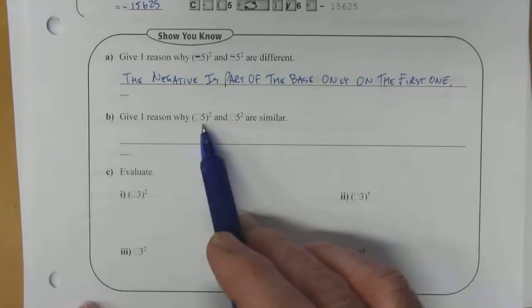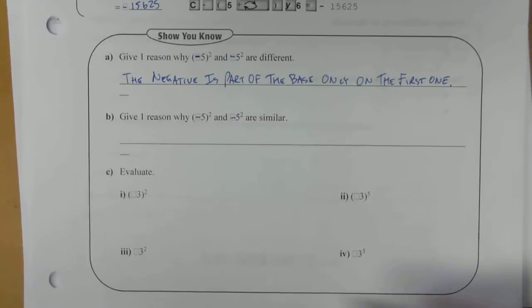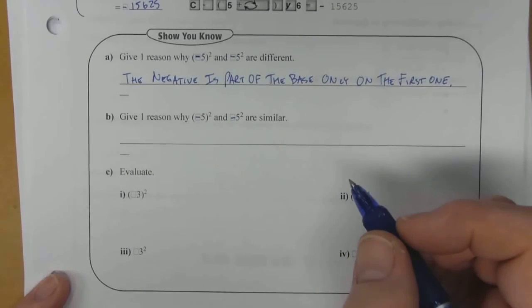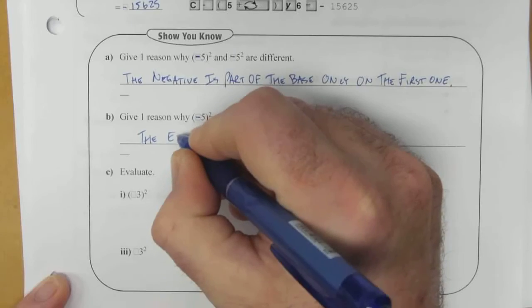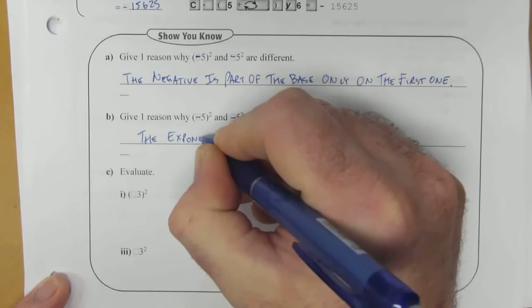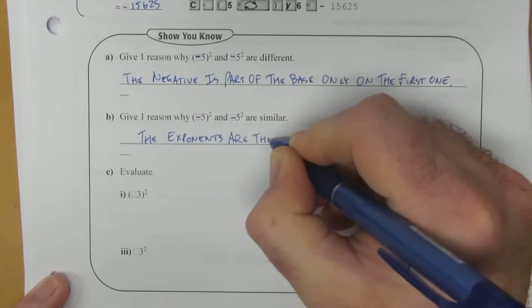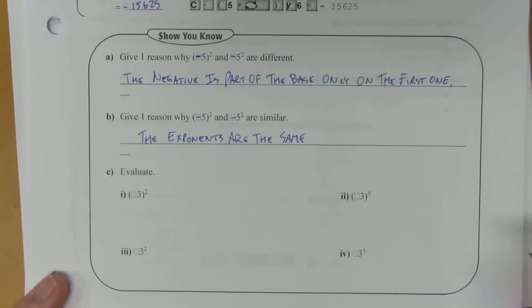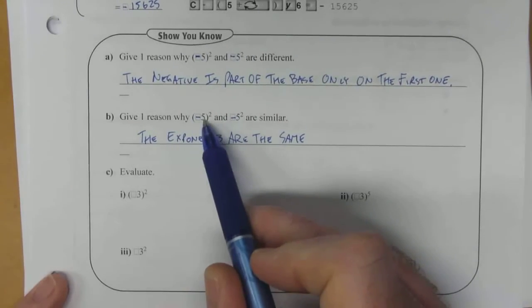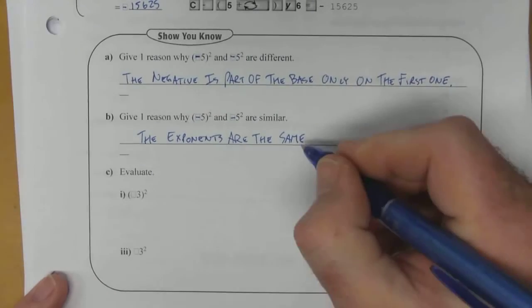Part B, give one reason why (-5)² and -5² are similar. Well, the exponents are the same. I could also say that it uses the number 5, but our bases are different. It's a negative 5 on this base and a positive 5 on that base, so I'm just going to stick with the exponents are the same.